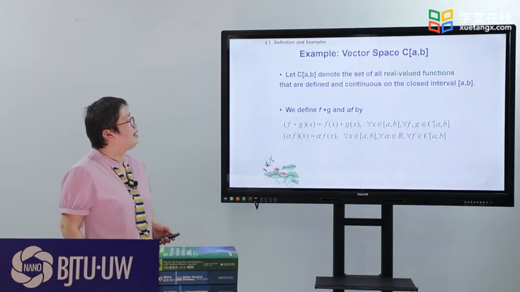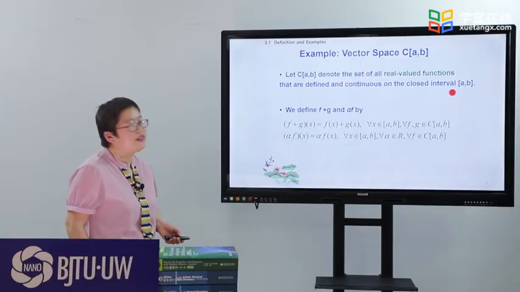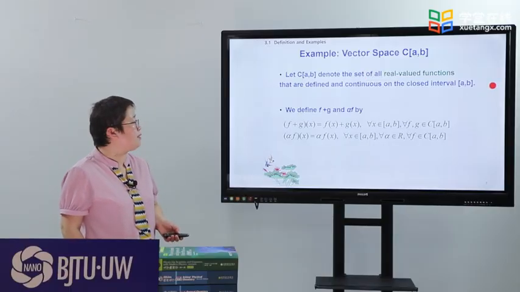Okay. Now we see an example of a vector space. We write it as C[a,b]. So this C[a,b] denotes the set of all real-valued functions that are defined and continuous on the closed interval [a,b]. So this set contains all the continuous functions in the interval a to b, okay, continuous functions in this closed interval a to b.